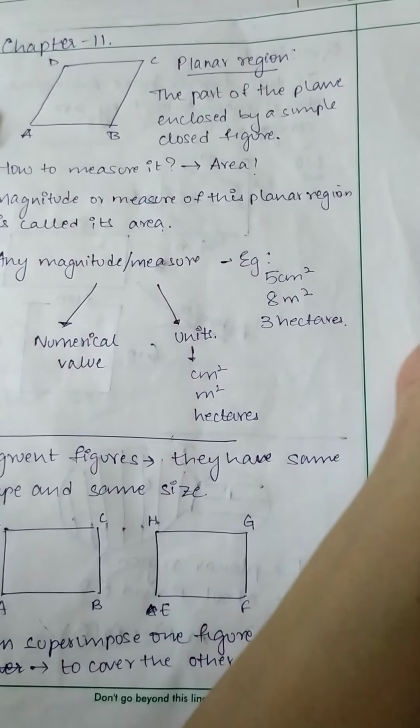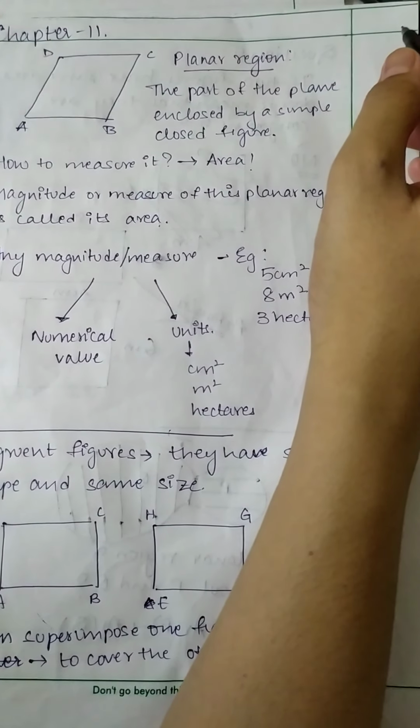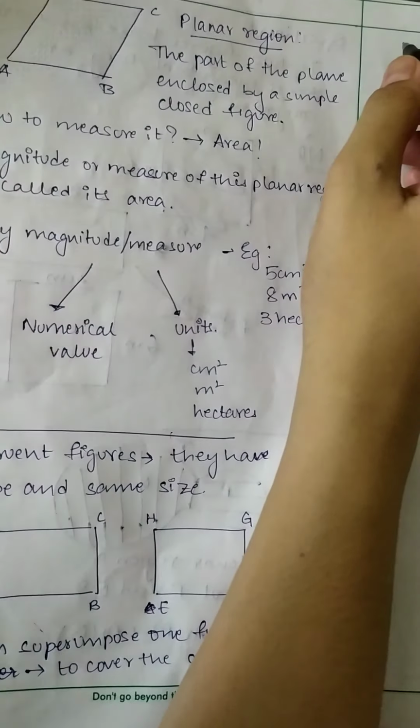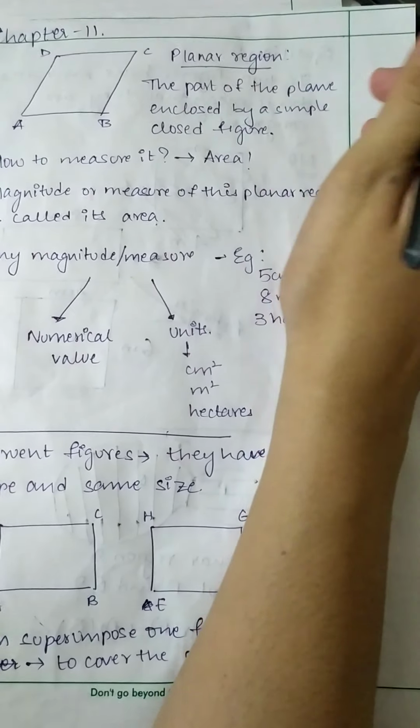Hello, this is Anagha and we will cover chapter 11 in Maths for You today. Chapter 11 is areas of parallelograms and triangles.